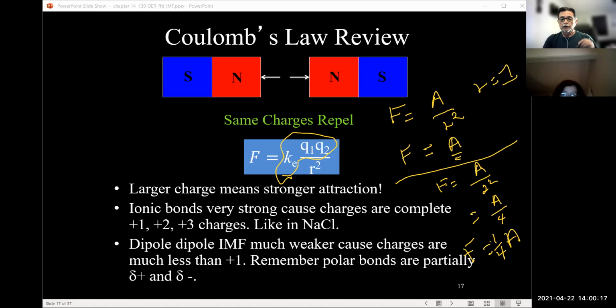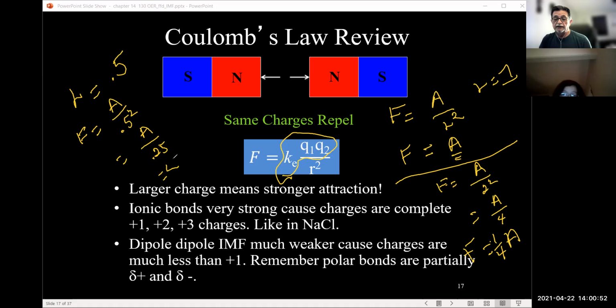Okay. Now, let's say you go the opposite direction. And now R is equal to half of what you started. So now R is 0.5, right? And so now you have force is equal to A divided by 0.5 squared, which is A divided by 0.25, which means that A increased by a factor of 4.